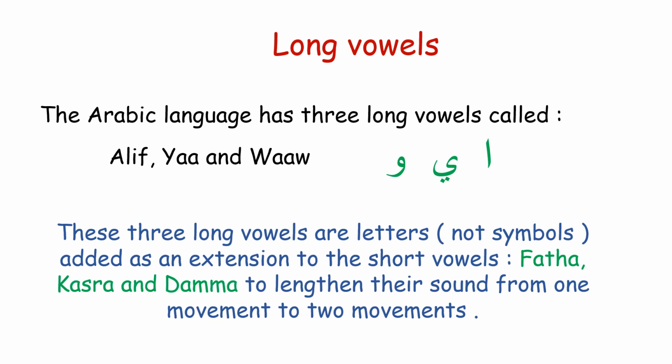To briefly summarize, the Arabic language has three long vowels called alif, ya, and waw. These three long vowels are letters added as an extension to the three short vowels fathah, kasrah, and dhammah to lengthen their sound from one movement to two movements.